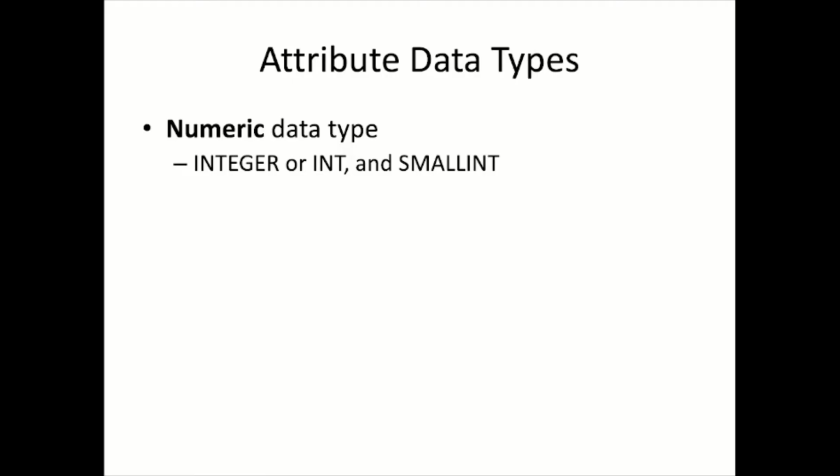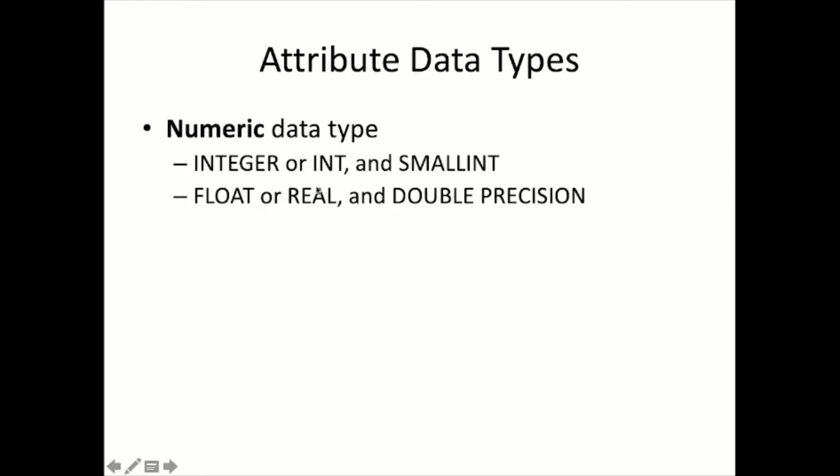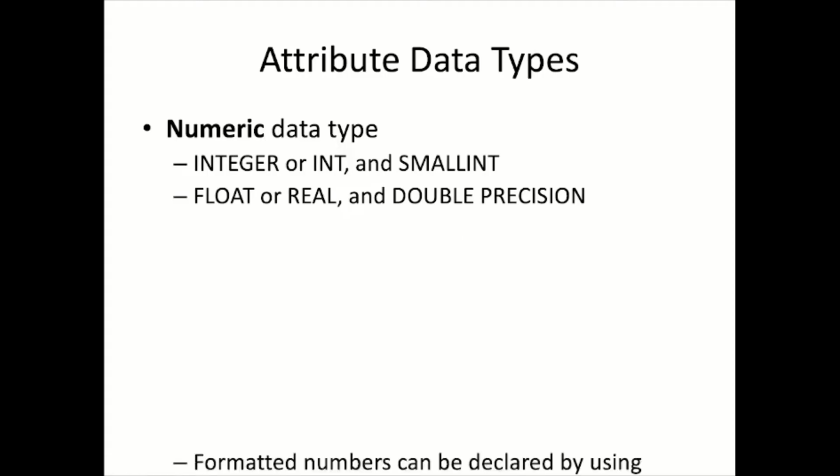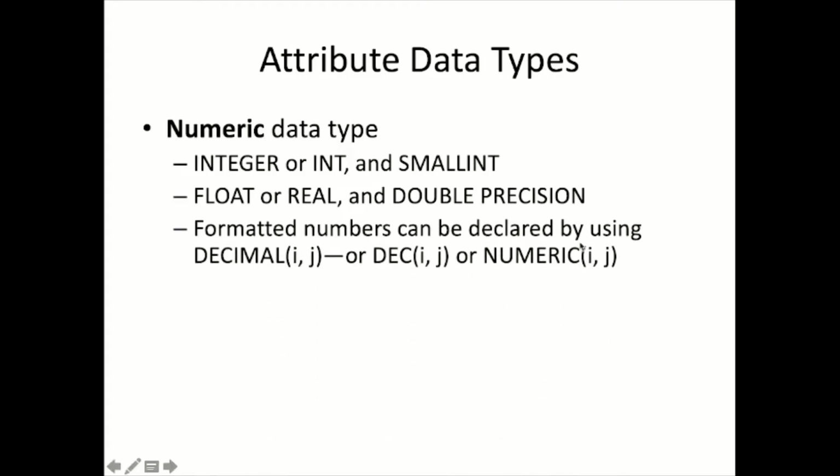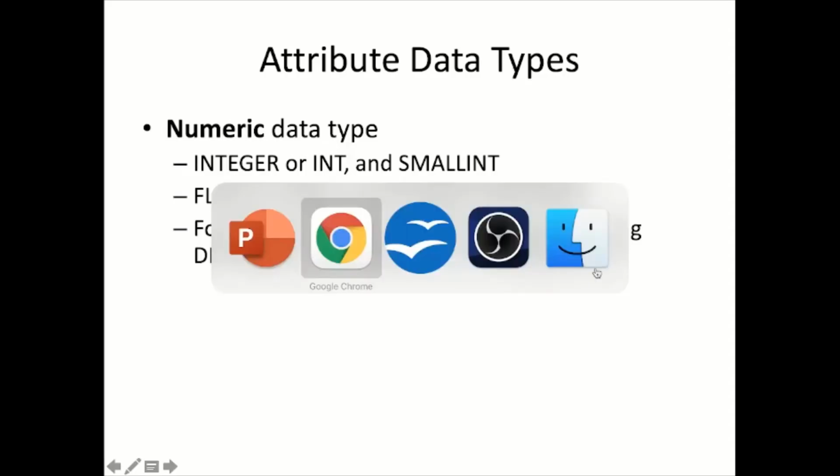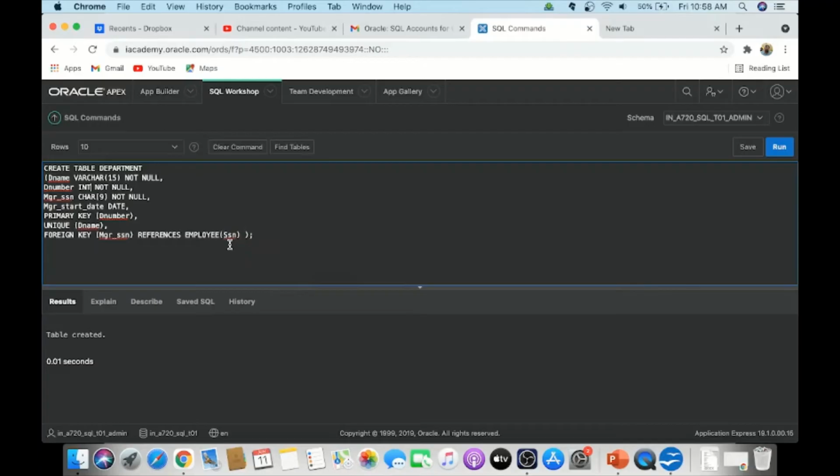Then if you want to specify real numbers, you can either use float or real or double precision. So these are the keywords for those data types. You can either use float, real, or double precision. Okay. Then formatted numbers can be declared by using decimal of I comma j, or dec of I comma j, or numeric of I comma j. So in the previous example, if you see this thing, I'll just take the other thing.